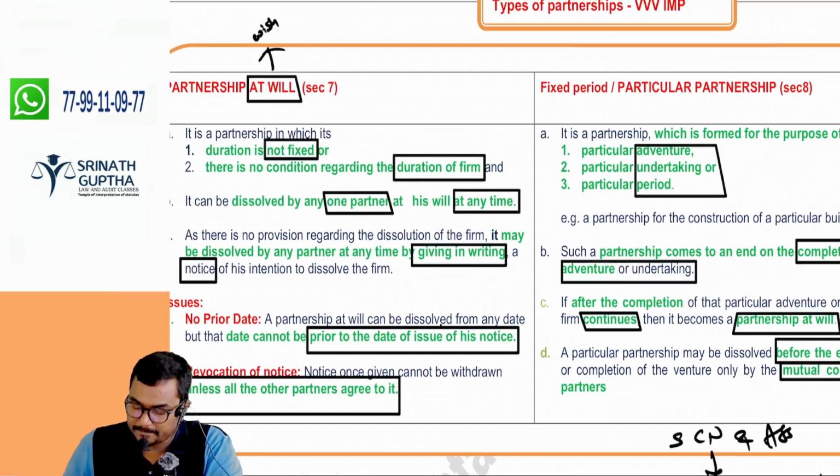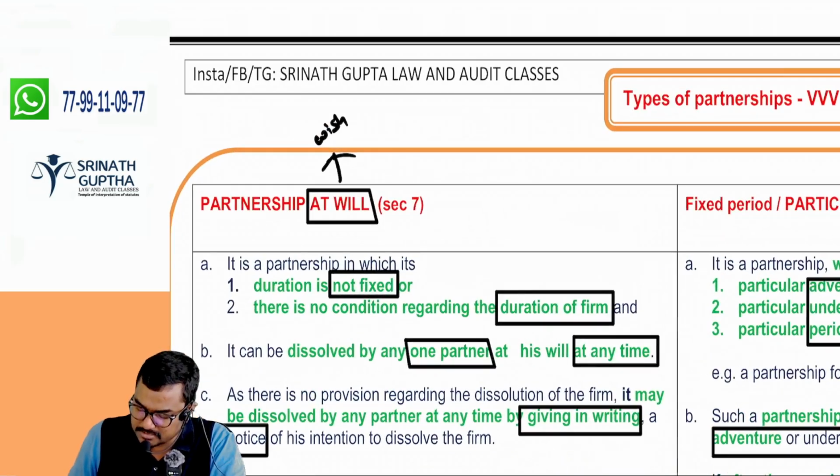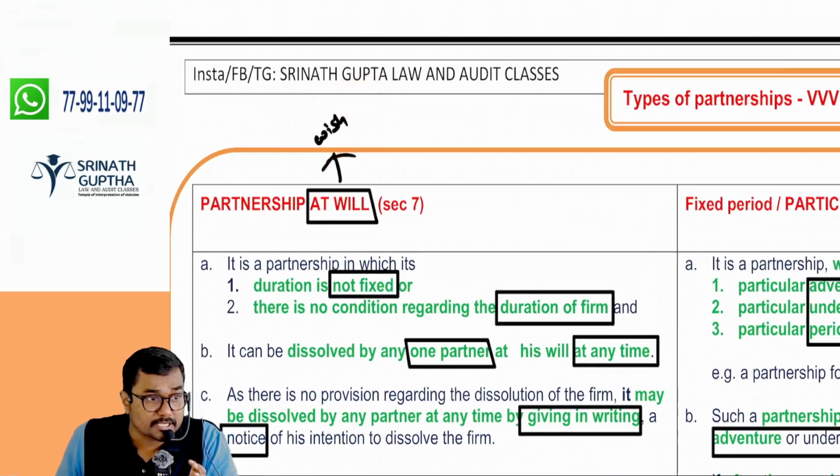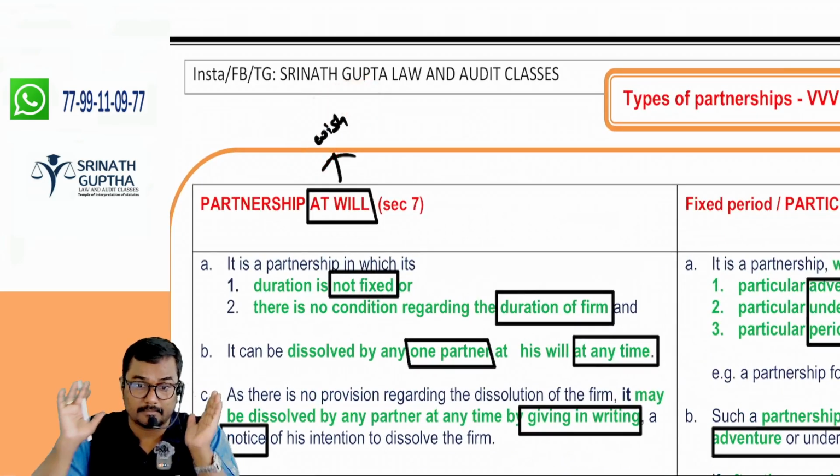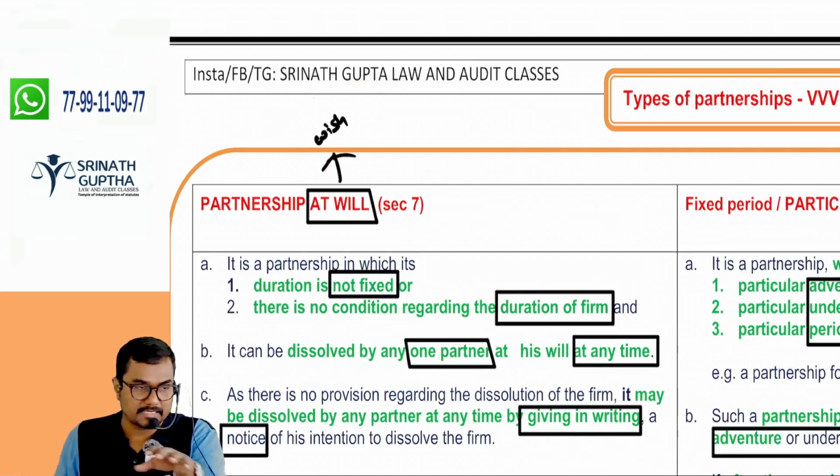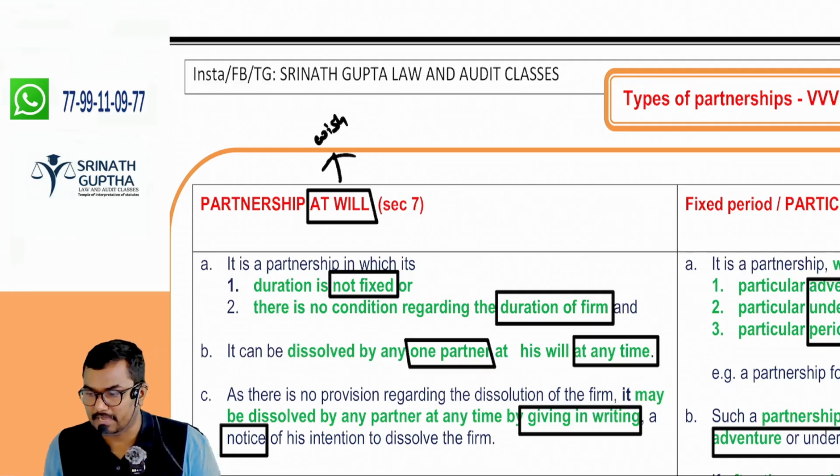First of all, what is a partnership at will? Will means wish. It is a partnership where there is no duration of the partnership. So, Sahitya and Rajini are entering into a partnership agreement to do the business.